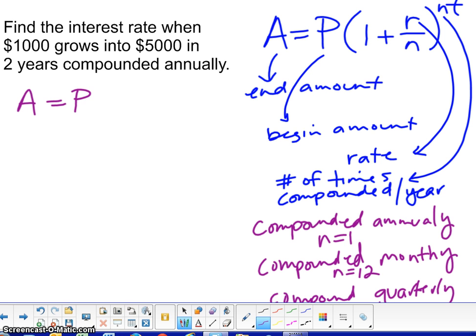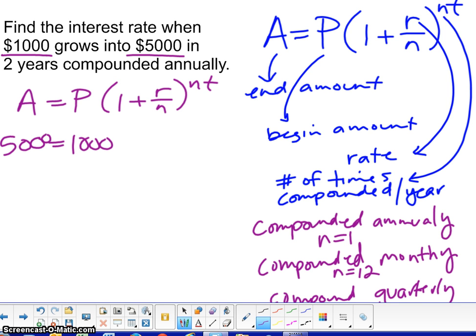Use our formula to begin. And we're going to insert all the necessary information that we have. $1,000 is growing. So that's going to be the beginning amount into 5,000. So that's going to be our ending amount. In 2 years would be the time. And compounding annually is just going to be 1. R is what we're trying to find. So that's going to be left open.